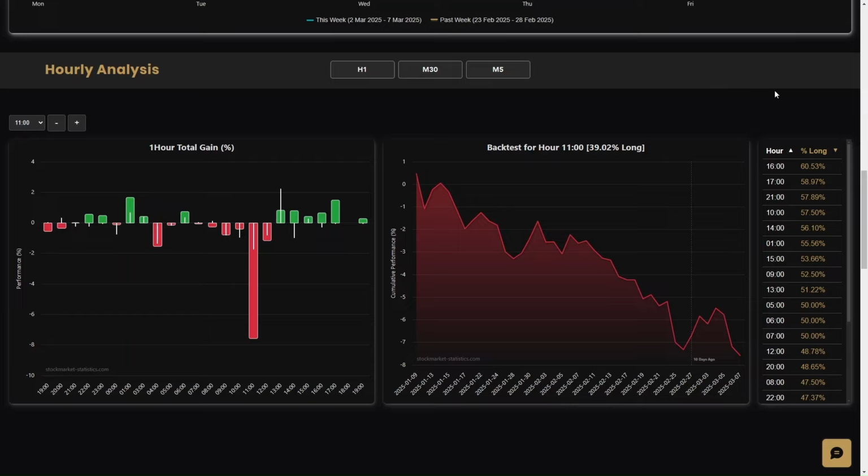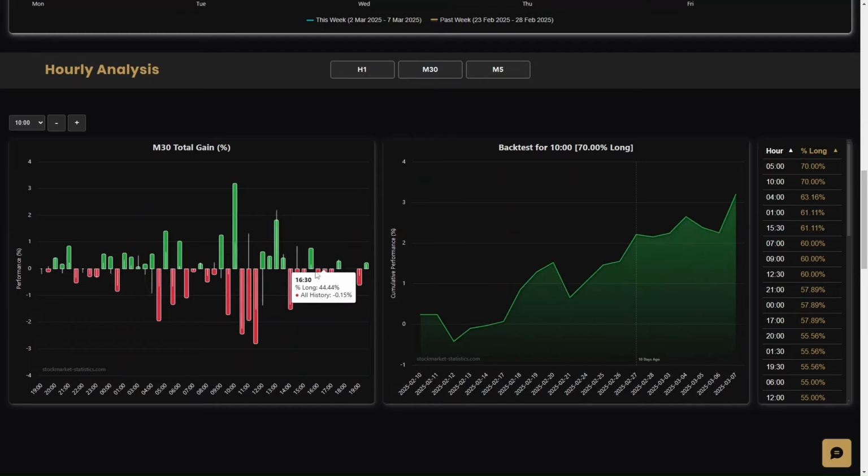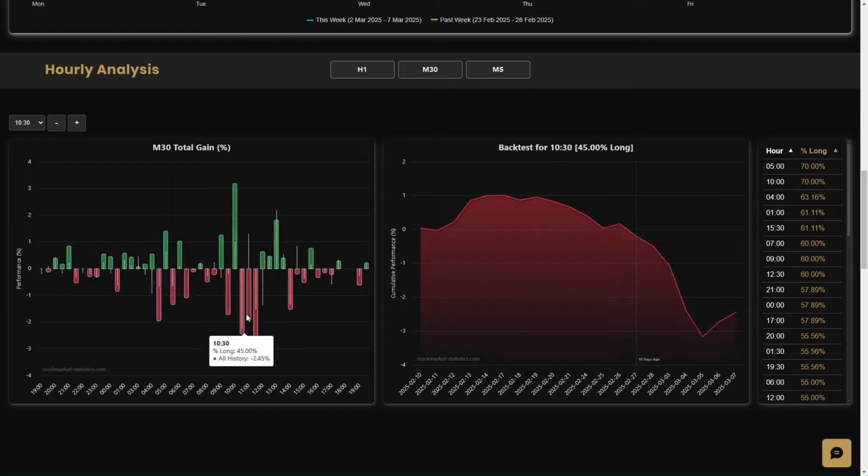In the list on the right, the hours are ordered according to the recorded long percentage, so you can immediately identify the best hours of the day to go long and the best to go short. Beyond the hourly analysis, our dashboard goes even further by examining individual half-hour segments, all the way down to 5-minute intervals.